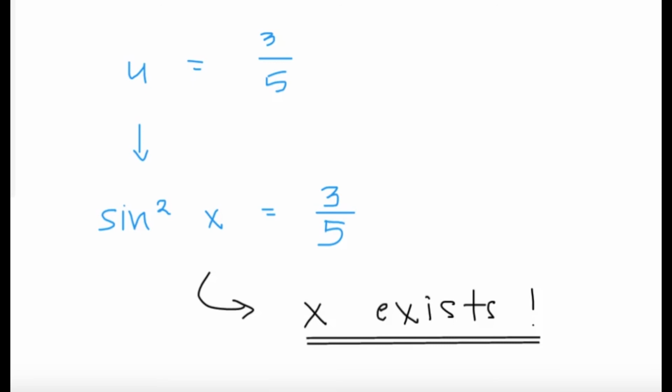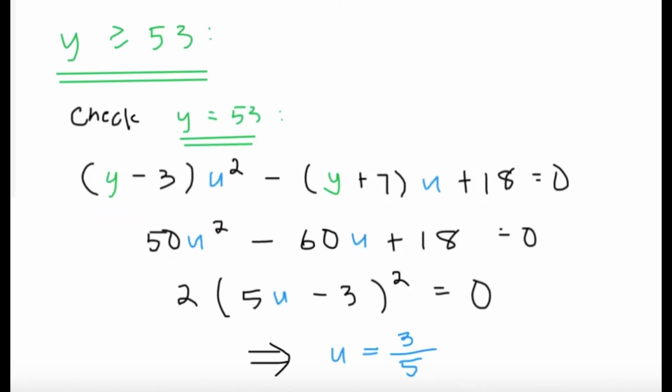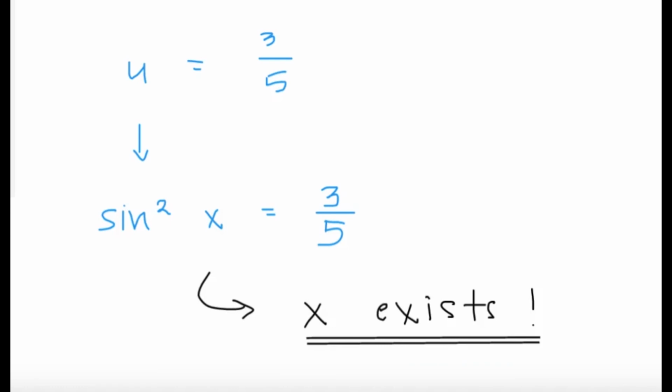We don't really care what the value of x is, but it is certain that it exists, because sine squared x has a range from 0 to 1. So 3/5 is in that range, so we are guaranteed that there is a value of x. Alright, so we got y is greater than or equal to 53, and we were able to check that there is indeed a value of x that makes y equal to 53, and therefore the minimum value of the long trigonometric expression at the start must be equal to 53. And this will be our final answer.